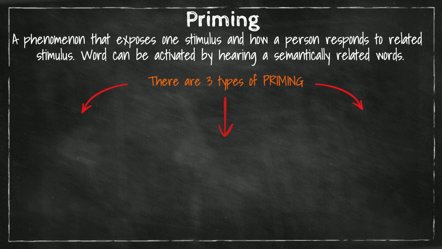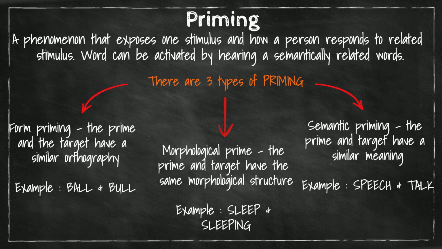Next, we have priming, a phenomenon where exposure to one stimulus affects how a person responds to a related stimulus. A word can be activated by hearing semantically related words. There are 3 types of priming. The first one is form priming. The prime and the target have a similar orthography. For example, ball and bull.